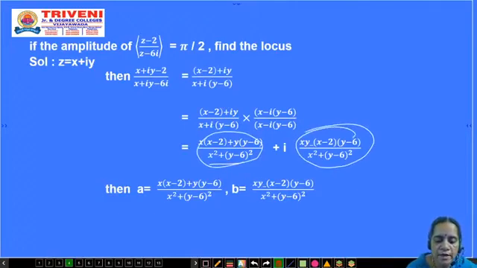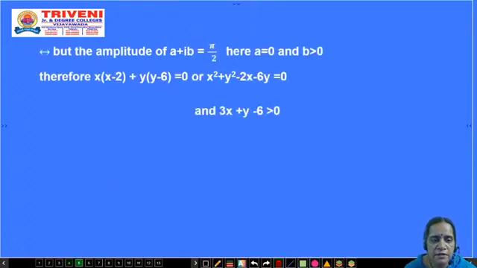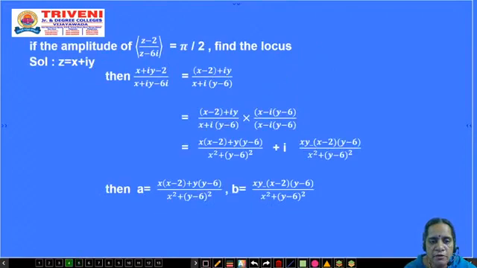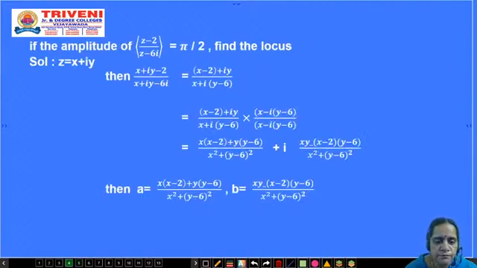What do we have to find here? The locus of the equation. The amplitude form a plus ib is given. In the hypothesis we know that the amplitude is pi by 2, that is, the amplitude of a plus ib is equal to pi by 2. We know that for pi by 2, a is equal to 0 and b is greater than 0.